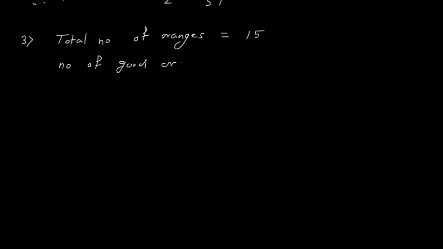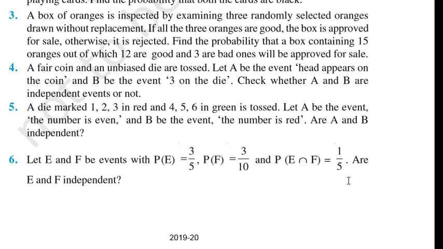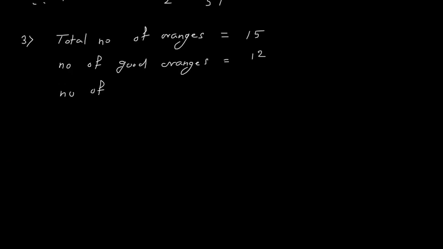So here, third question, total number of oranges is equal to 15. Number of good oranges is equal to 12 and number of, what word have they used? Bad oranges. Okay. Number of bad oranges is equal to 3. Okay.